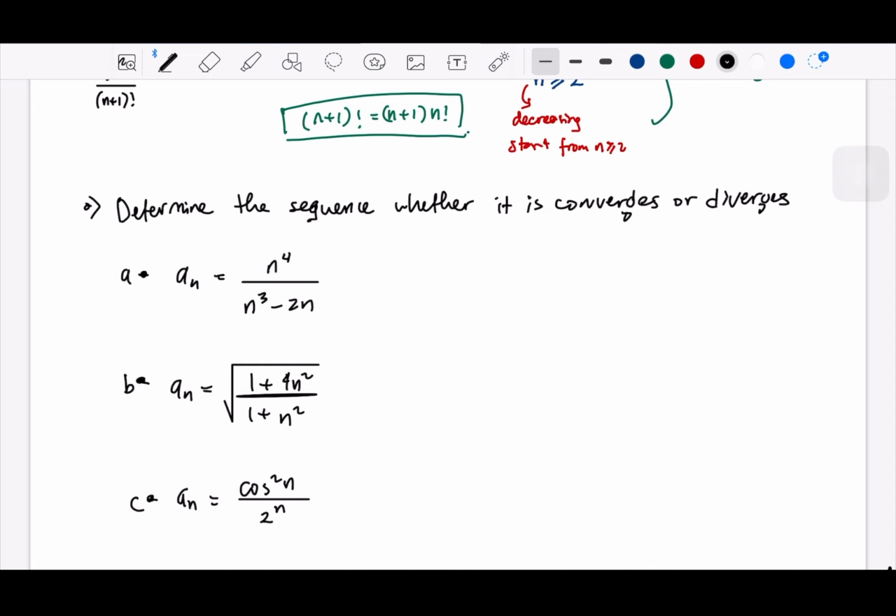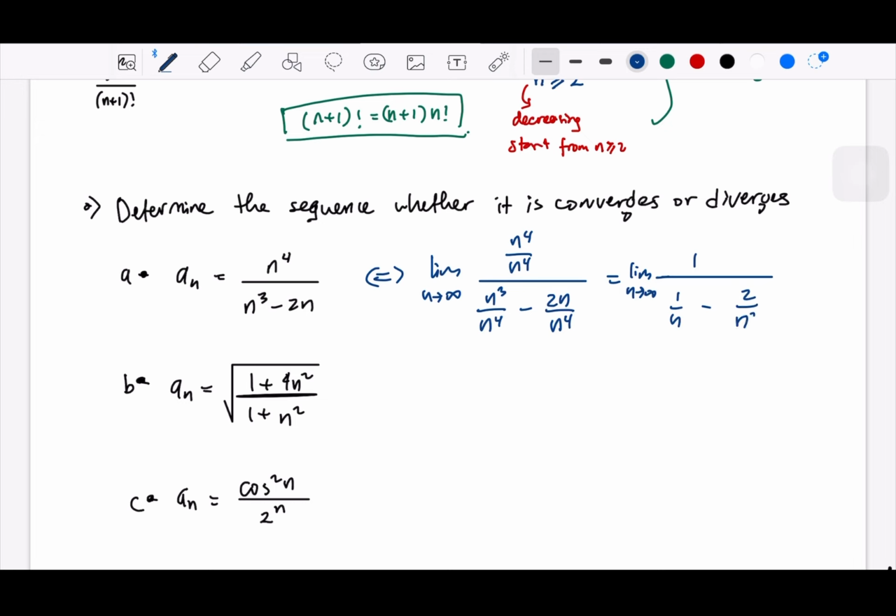Or if you want to make it clearer, in the limit, let me write, let's divide everything by the biggest power, right? This is 1, this is 1 over n, this is 2 over n cubed. And this will be 1 over 0, which diverges. So diverge.